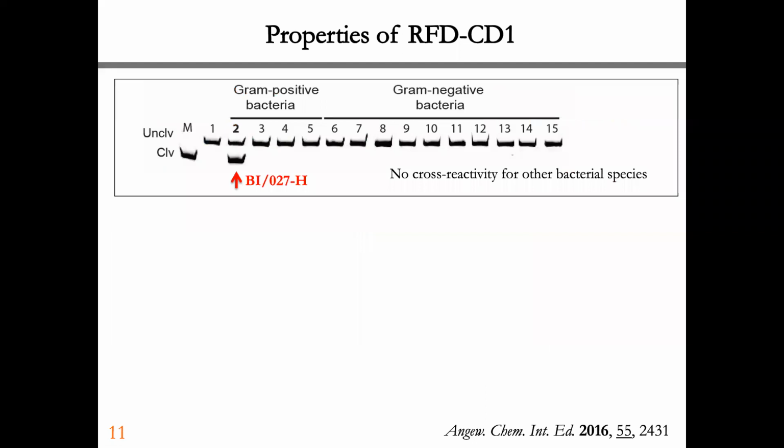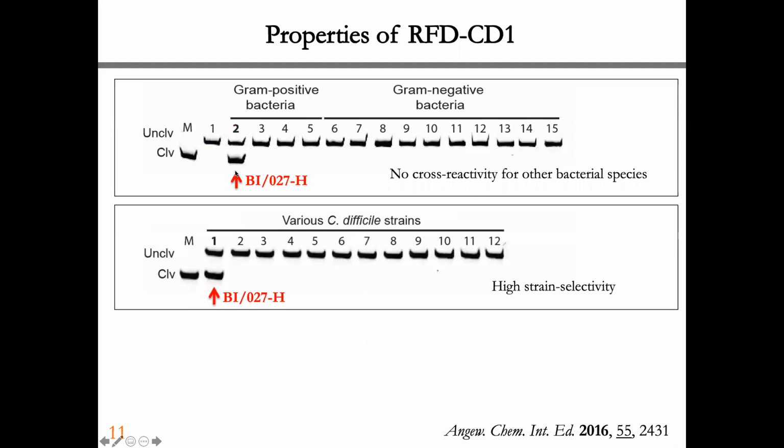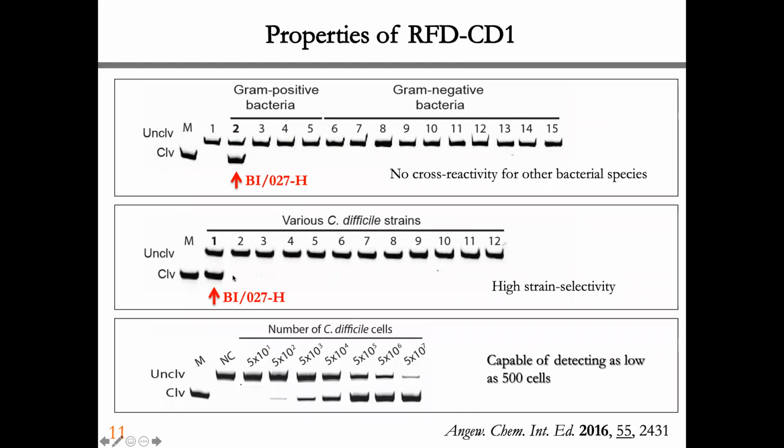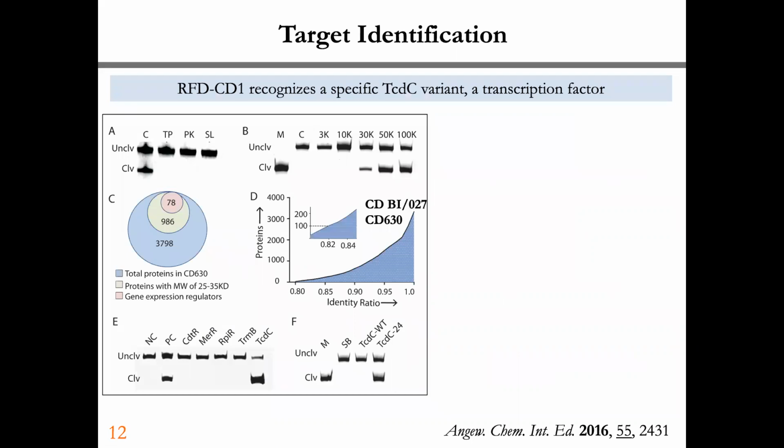Then we started to do the specificity test with a whole bunch of gram-positive and gram-negative bacteria, and this is C. difficile, that specific strain. As you can see, the cleavage only happens with this C. difficile. Over the years we have also accumulated many different strains of C. difficile, and here's BR027H and the other strains. As you can see, this probe is highly specific. And for sensitivity, we can detect all the way down to 500 cells per mL.